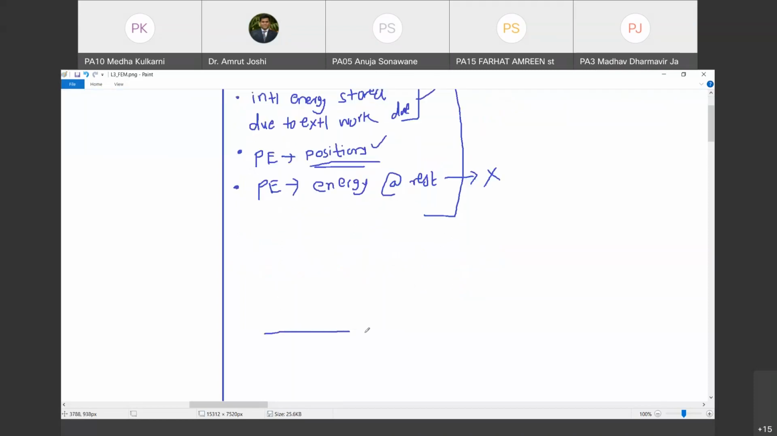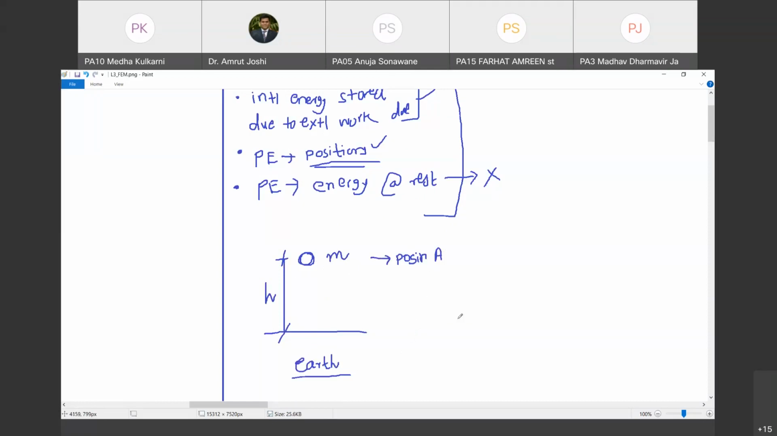So let me ask you a simple question. Let us say there is a ball of mass m here at distance h from the ground. Can someone tell me what is the potential energy associated with this ball? And let us say we are on the earth. Type your response in chat box. What is the potential energy associated with this mass in this position? So I will call this position A.